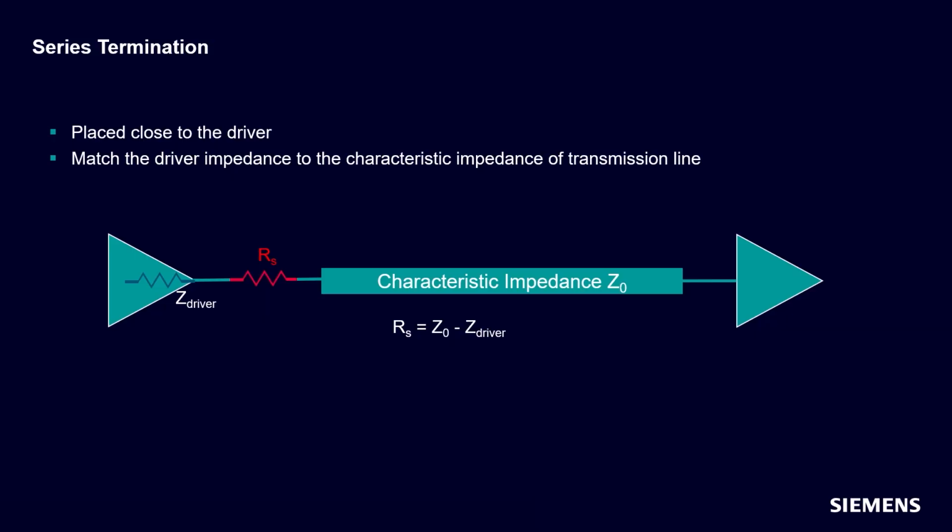Series termination is typically placed close to the driver. Its purpose is to match the driver's output impedance to the characteristic impedance of the transmission line, thereby preventing reflections from the source. This is particularly effective for point-to-point connections.